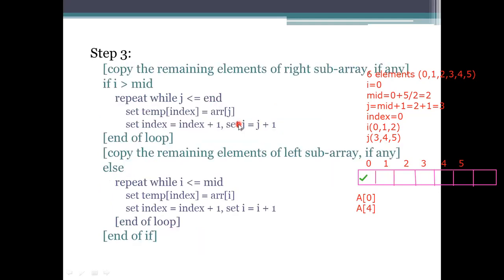In step 3, we need to take this process into the sub array model. In step 2, first, we need to copy the elements of the sub array if I is greater than mid. If I is considered greater than mid, what happens here? We need to consider the sub array elements will be stored in 3, 4, 5.